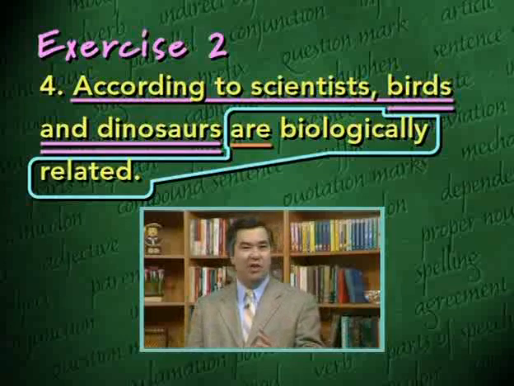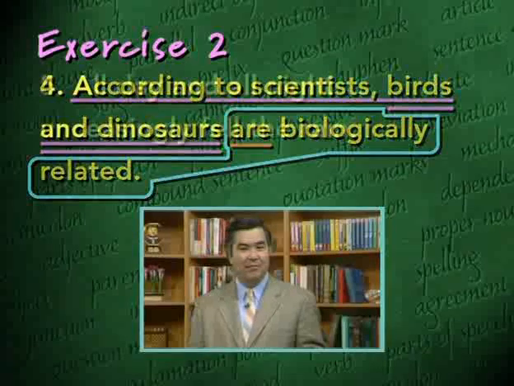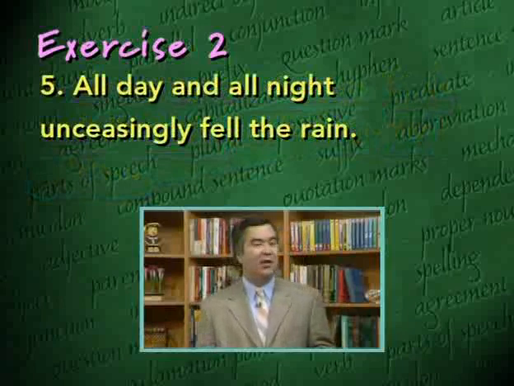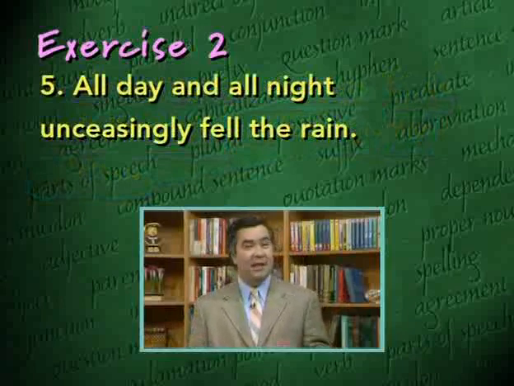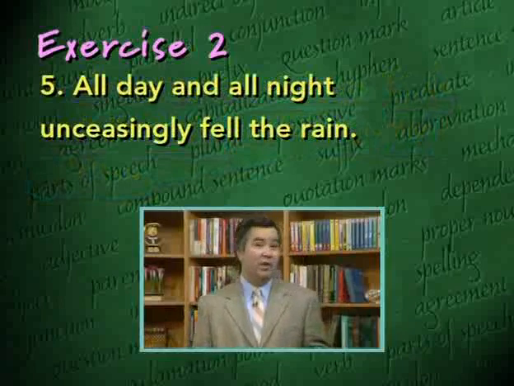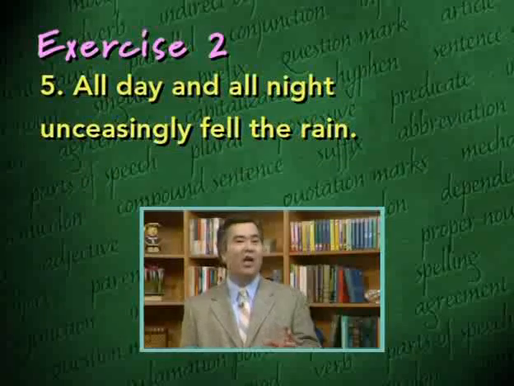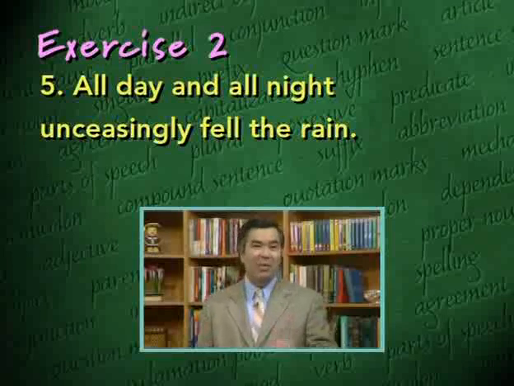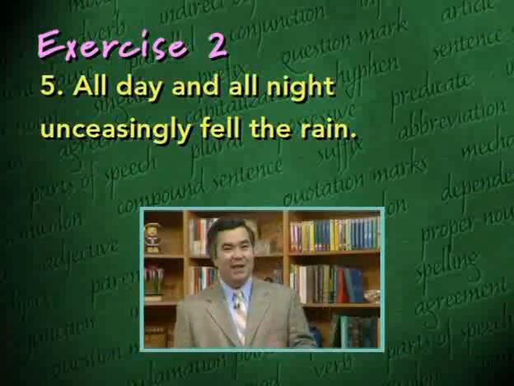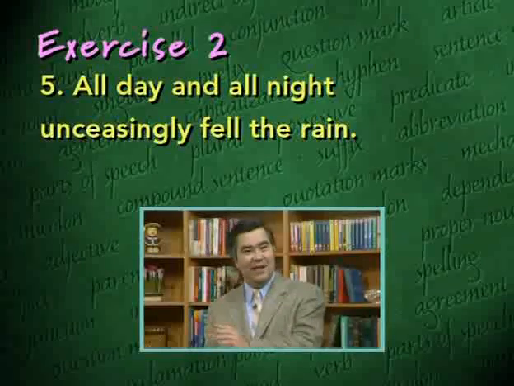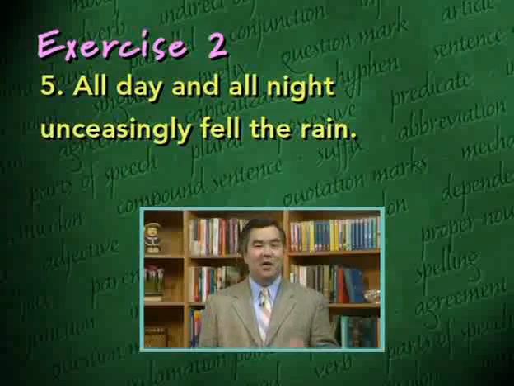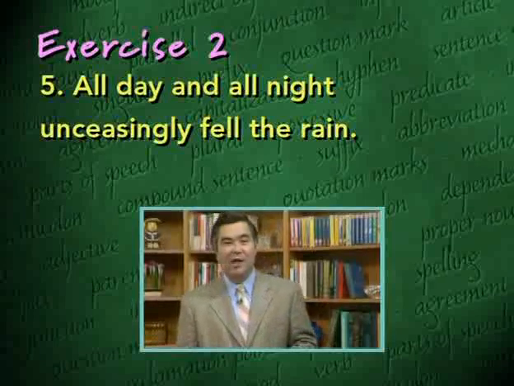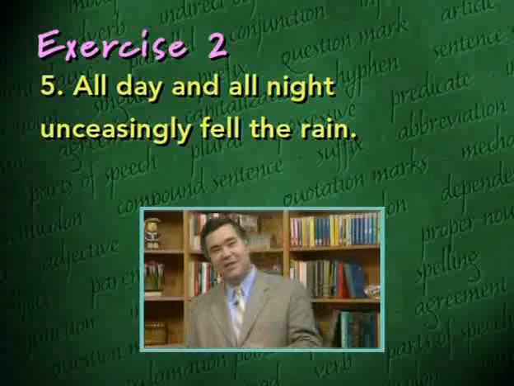Our last example, all day and all night unceasingly fell the rain. This sentence may sound a little bit unusual to you, and it's written in a slightly unusual English style. It almost sounds a little bit poetic, and we put it in for a specific reason. Where would you find the subject in this particular sentence? Well, this sentence is different from all the other sentences we've looked at so far because the subject is at the end of the sentence.